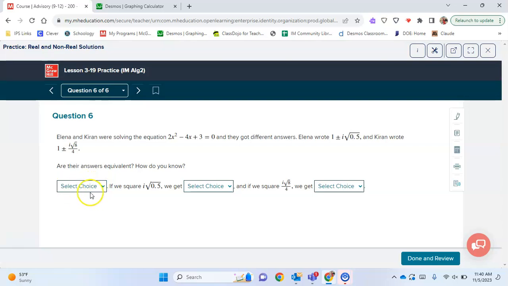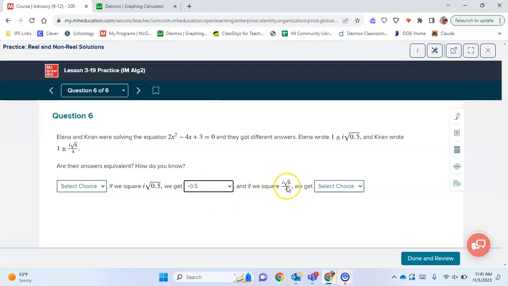All right, so I don't know, but if we squared i times the square root of 1/2, we get i squared is negative 1, and then the square root of 1/2 times the square root of 1/2 is 1/2. Negative 1 times 1/2 is negative 1/2.